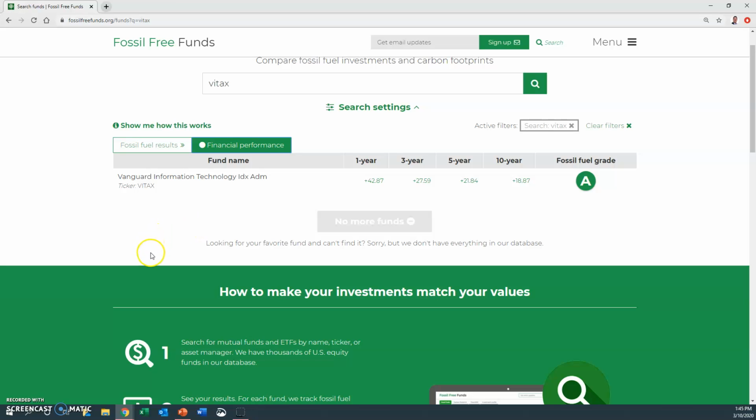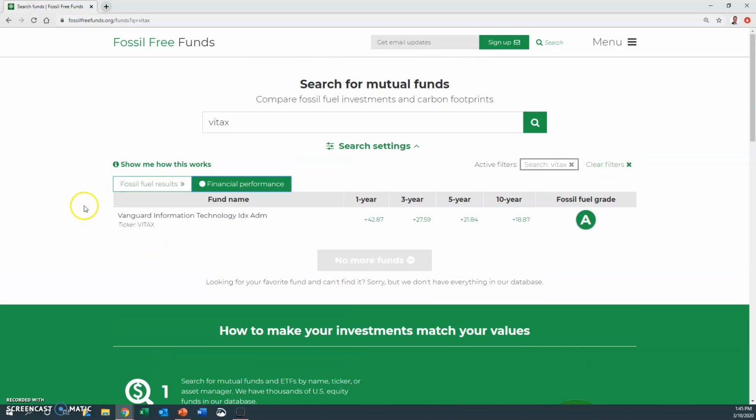So I'm happy that I found this website, this tool to use to figure out what the fossil fuel and social responsibility parameters are for the funds that I've invested in. And it's a good way to divest from fossil fuels in general.